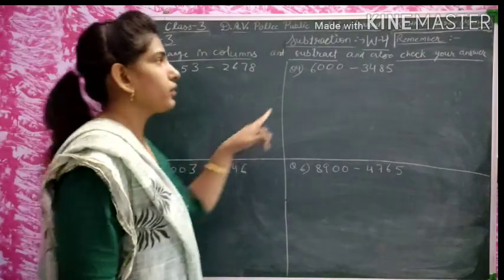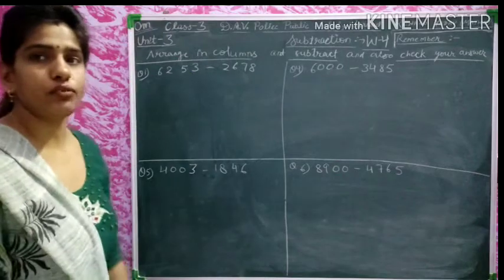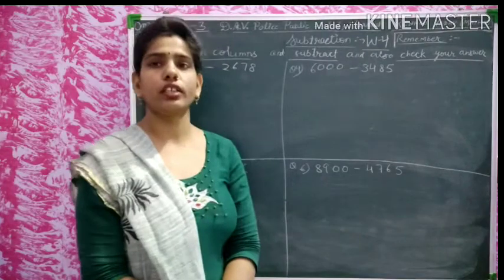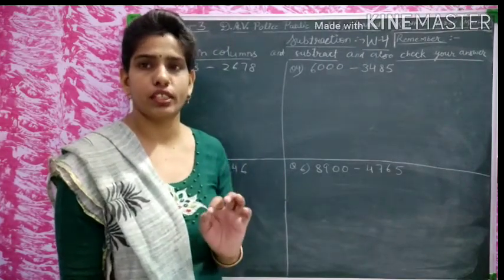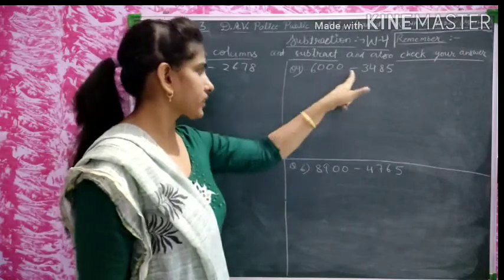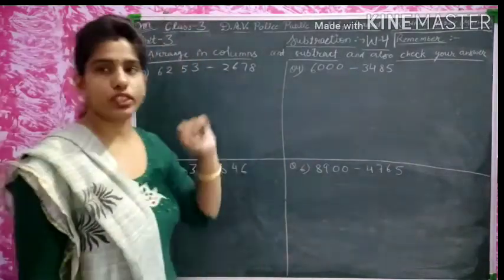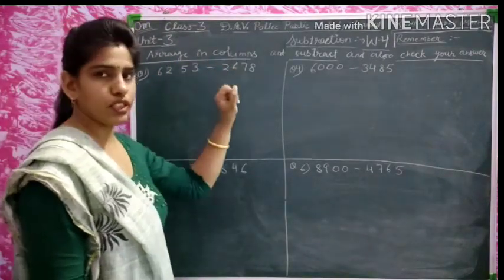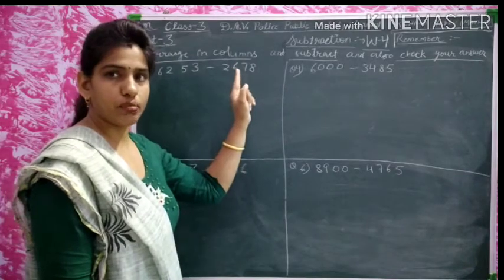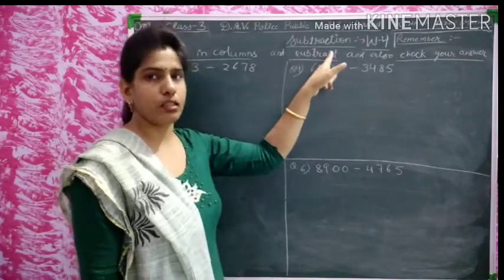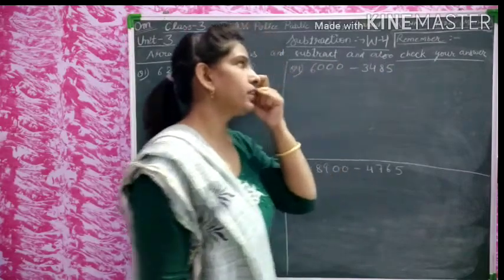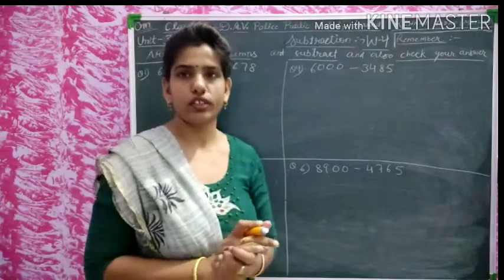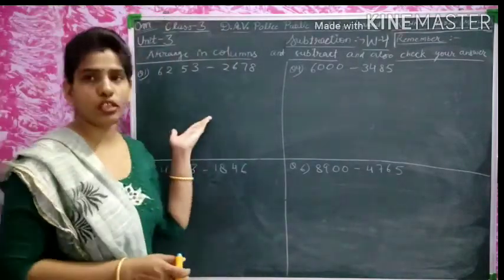Now students, we will do the worksheet 4, and in worksheet 4 there is question number 1. Some numbers are given, with a subtraction in every question. We have to first arrange the numbers in columns, then subtract, and also check your answer to see whether it is right or not. Is it clear students? Now we will go to the first question.